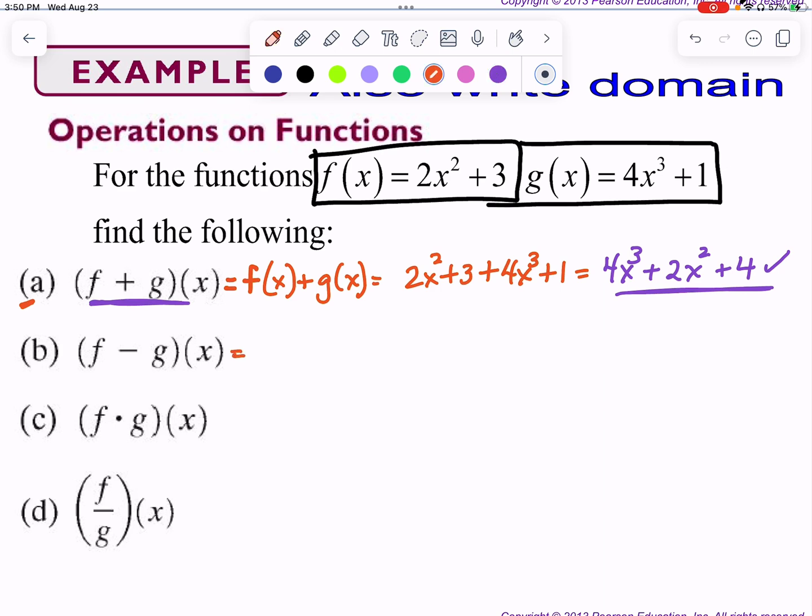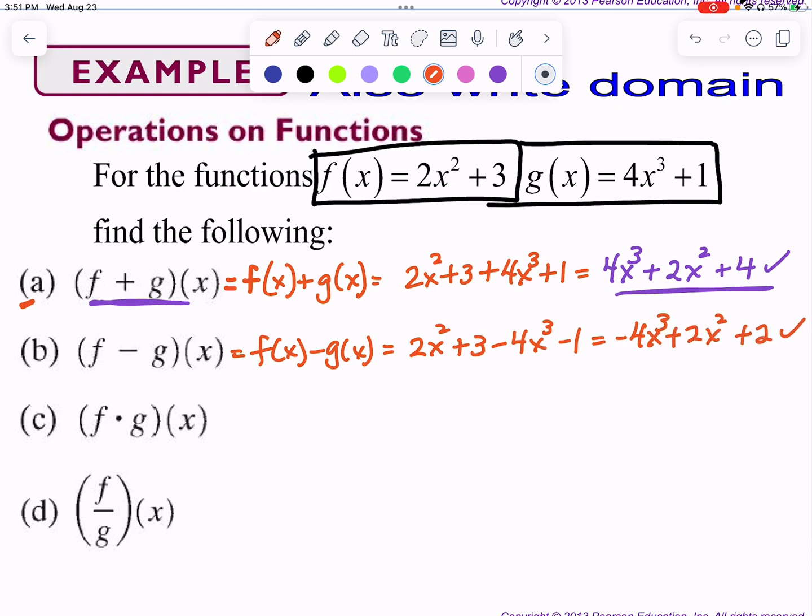If I were to work on the second one, then f of x minus g of x, be careful with subtraction. When we're subtracting, the entire second function will swap its sign, and that would be subtraction. Just rearrange them, combine any like terms, and I have subtracted the two functions.